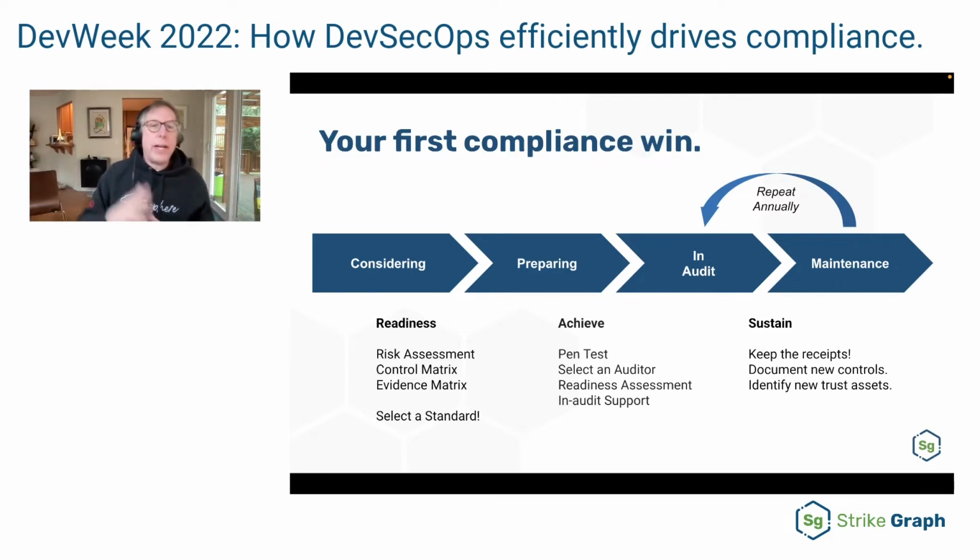Next, as you're preparing to go into that first audit or certification, you want to get a penetration test organized against your current system so that you can have that ready for your auditor. That's something that always takes a little bit of time to organize and scope. Select an auditor you'd like to work with, perform a readiness assessment. Is there a gap between us and SOC 2? What do we need to add, or ISO 27001?